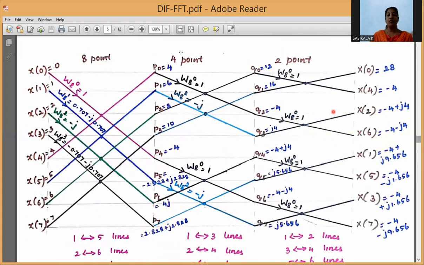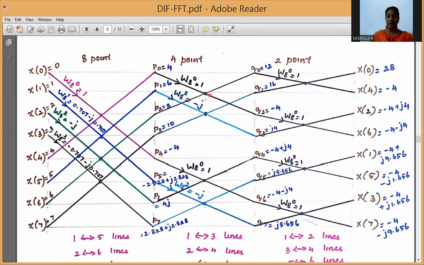Next come to the 4 point. In the 4 point, you have to consider only 4 inputs. So split these 8 lines into 4 lines, that is the first 4 lines, 1, 2, 3, 4, and the second 4 lines, 1, 2, 3, 4. First, in the 4 point, you have to connect the first and the third line. Again, the first and third line is connected. Similarly, the second and fourth line is connected, and here also the second and fourth line is connected.